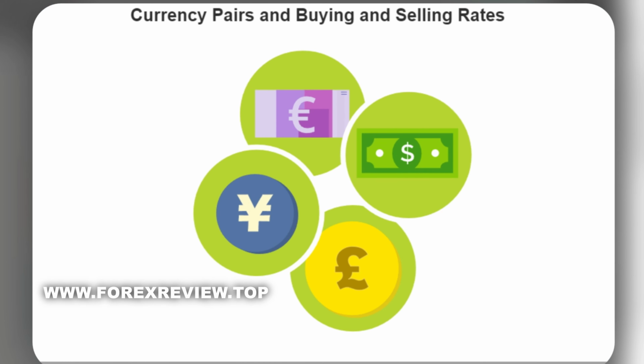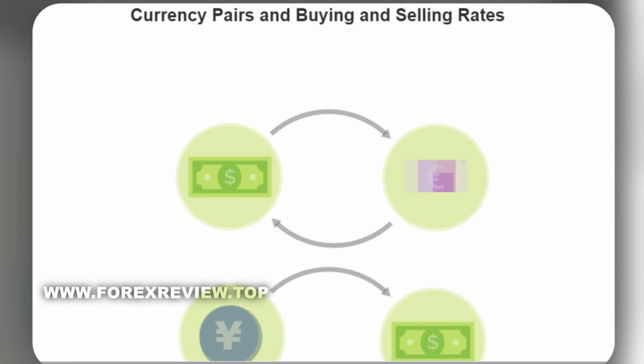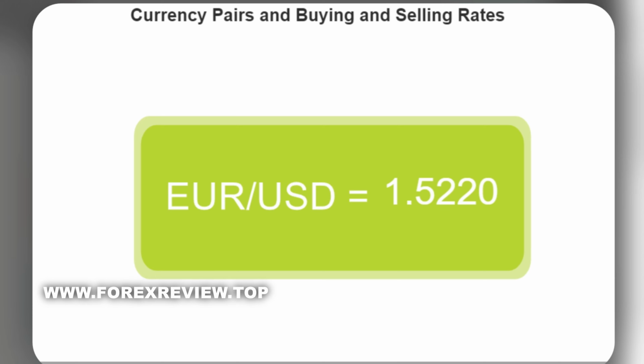Currency pairs and buying and selling rates. In foreign currency trading, there are always currency pairs, the base currency and the counter currency. The base currency is in essence our product. It is denoted on the left side of the pair. We always buy or sell the base currency. The counter currency is the means of payment and is denoted on the right side of the pair.